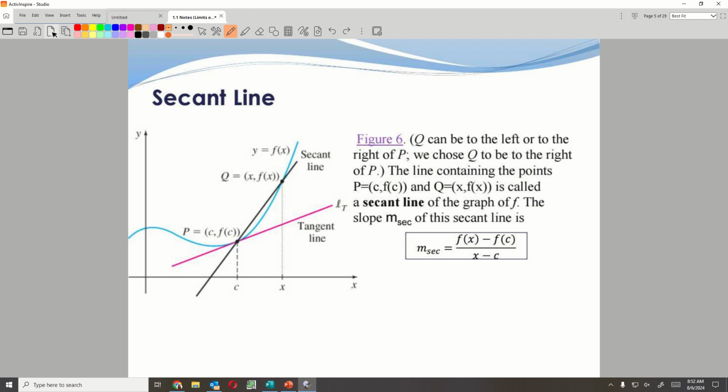Now, a secant line touches the graph in 2 points. So it's going to be an estimate of the slope of the line in between 2 separate points. Okay, the line containing the points P, which is C and f of C, and Q, which is x and f of x, is called the secant line of the graph. It has the slope m of secant. That's important because a secant touches at 2 points. A tangent touches at 1 point. There we go. That's an important distinction.